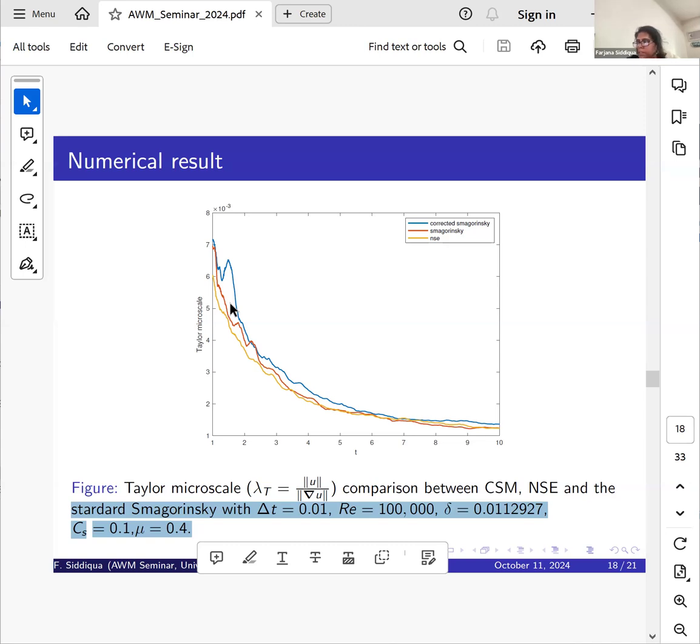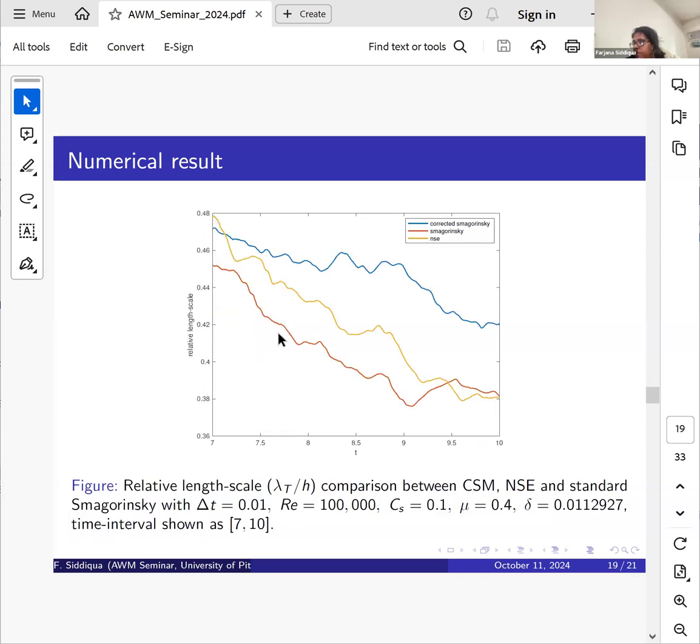To see the difference more closely, we take a zoomed version of the picture. It's a relative length scale. You can see that for the regular Smagorinsky model the Taylor microscale is here, relative length scale, whereas the corrected Smagorinsky is almost double here. It's a zoomed version of the previous picture.